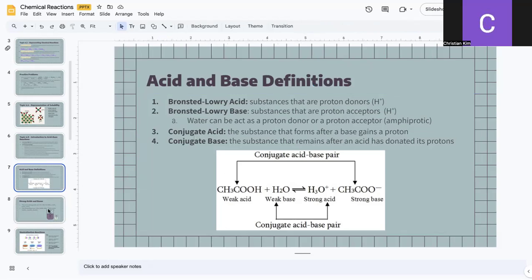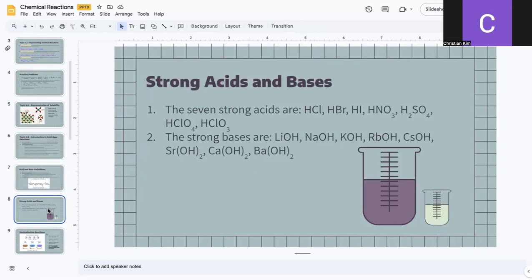Not all acids and bases are equal. Some acids are significantly stronger than others. The seven strong acids, on the slide, are HCl, HBr, HI, HNO3, H2SO4, HClO4, and HClO3. The good thing, specifically with AP Chem, is that anytime you see an acid and it's any one of those seven, it's automatically a strong acid. Anytime you see an acid and it is not any of those seven, it's an automatic weak acid.